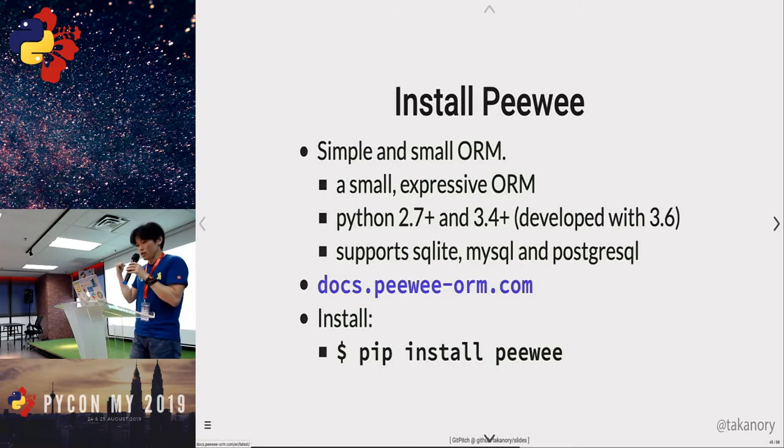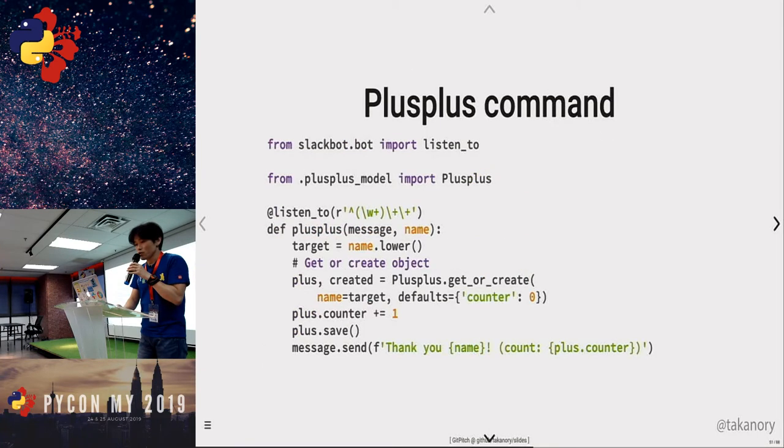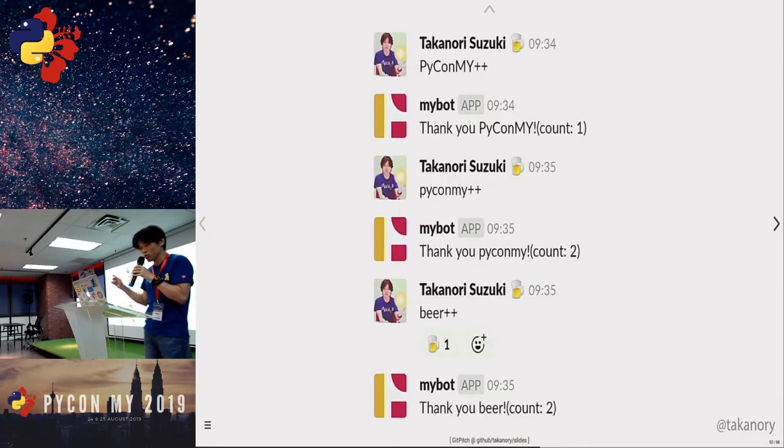I use Peewee. Peewee is a simple one. And this is the model class, with a name and the plus plus counter. And I made a plus plus command. If "name plus plus" is accepted, then it creates the counter, increments it and responds. This is an example. I sent PyCon Malaysia plus plus, and it is counting.